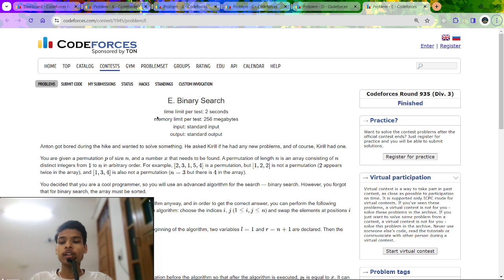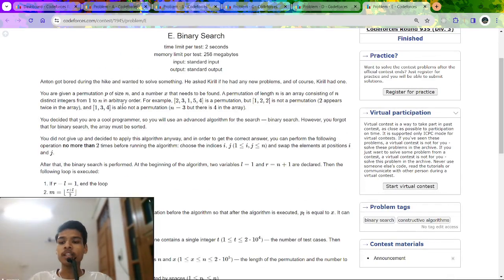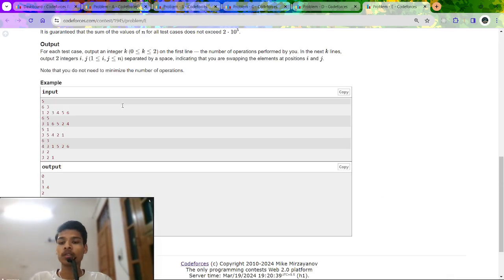So lastly, the last problem which I was able to solve in this problem set is E, binary search. In this question, I have to apply binary search in an unsorted array, and I have to tell the possible swap which I can perform on this array, such that after applying binary search on the unsorted array, my answer would always come.